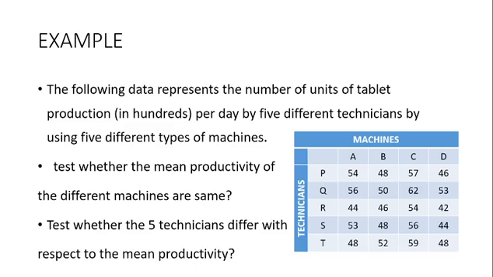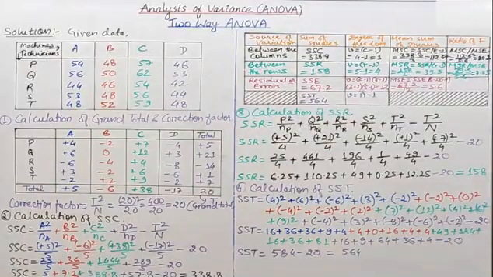Okay, here are the 4 machines A, B, C, D and the 5 technicians P, Q, R, S and T. Test whether the 5 technicians differ with respect to the mean productivity. So data is given. Okay, so we see how we can use the two-way ANOVA. Now we see the solution.